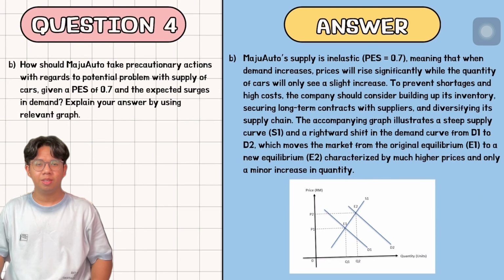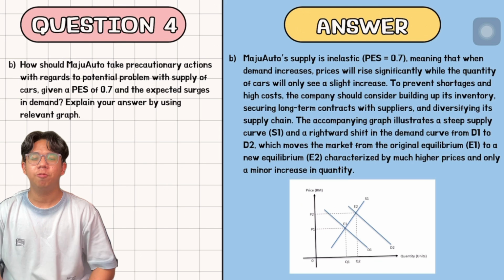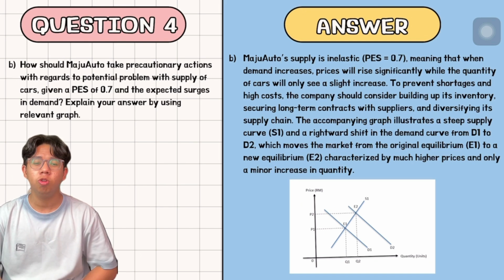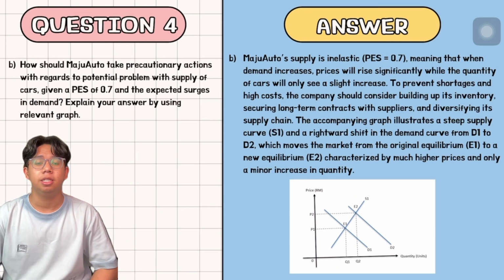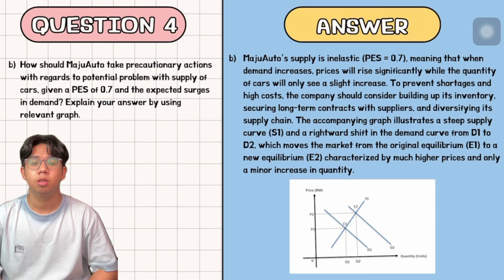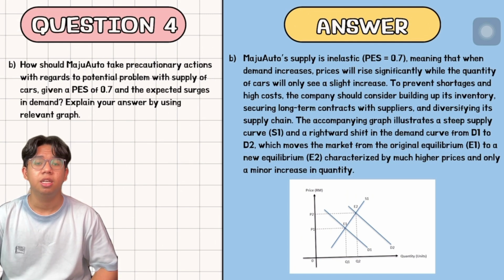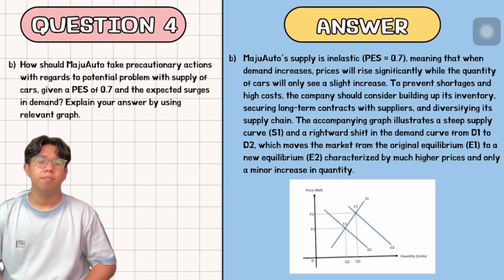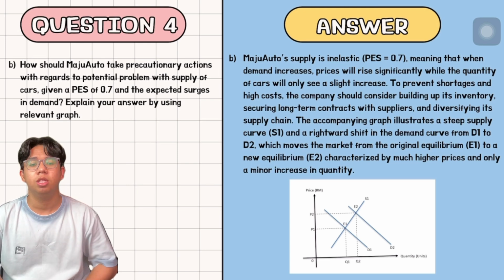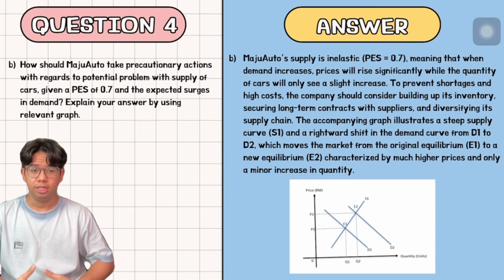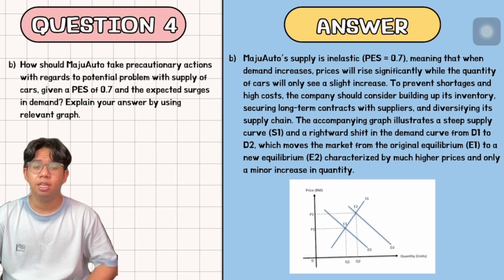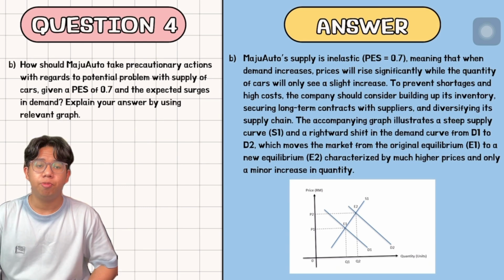So let's examine question number 4, which focuses on how Maju Auto should prepare for potential supply issues, considering a price elasticity of supply of 0.7 and an anticipated increase in demand. With a price elasticity of supply of 0.7, Maju Auto's supply is inelastic. This indicates that when demand rises, prices will increase significantly, but the quantity of car supply will only see a slight uptick. To avoid supply shortages and prevent steep price increases, Maju Auto should take several proactive measures.